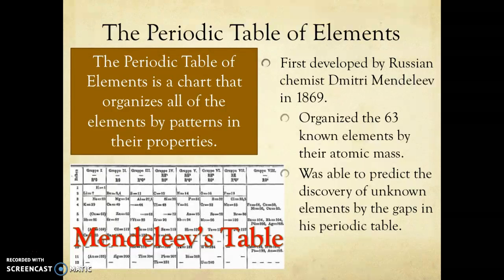As he organized them, he was actually able to predict the discovery of unknown elements by gaps in the periodic table. So as he was laying out the elements they knew of, there were little gaps if he followed the pattern he was using. So he was able to predict that, hey, there's an empty spot here, so there must be an element somewhere out there that fits in this spot. Which is kind of cool.